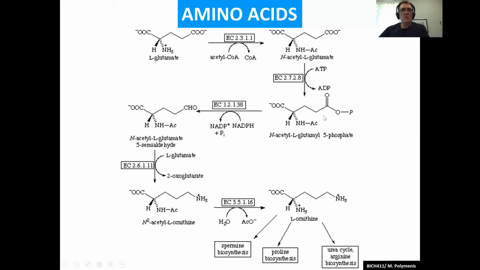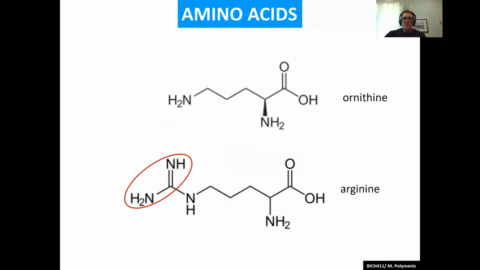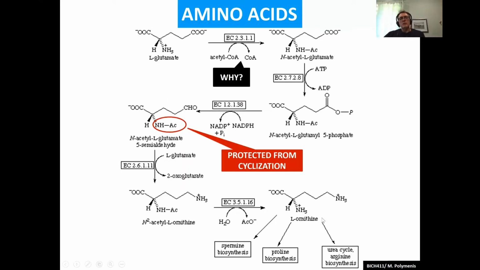You activate this carboxyl group, and then you reduce it, you make the semialdehyde, and then you bring in more glutamate, and you make N-acetyl-L-ornithine. If you didn't protect this amino group, then it would cyclize automatically, so you wouldn't go to these next steps, right? So again, same principles, and you see how nature finds a way to just build on them and make everything modular.